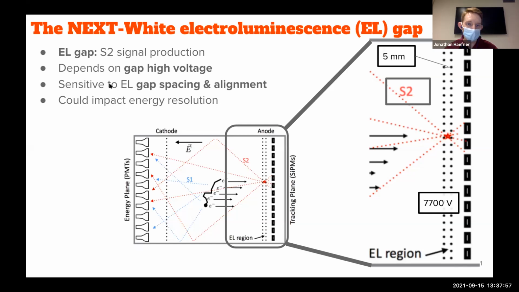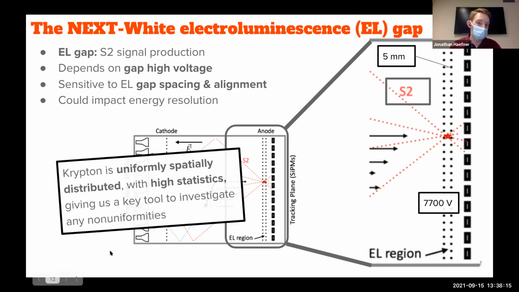Consequently, we are also sensitive to the spacing of the EL gap and the alignment, because if there's an inhomogeneity in the spacing, that leads to an inhomogeneity in the electric field, which feeds into the level of amplification for our S2s, and it could potentially impact the energy resolution. So luckily, krypton is uniformly distributed. High statistics gives us a tool to investigate any of the non-uniformities.